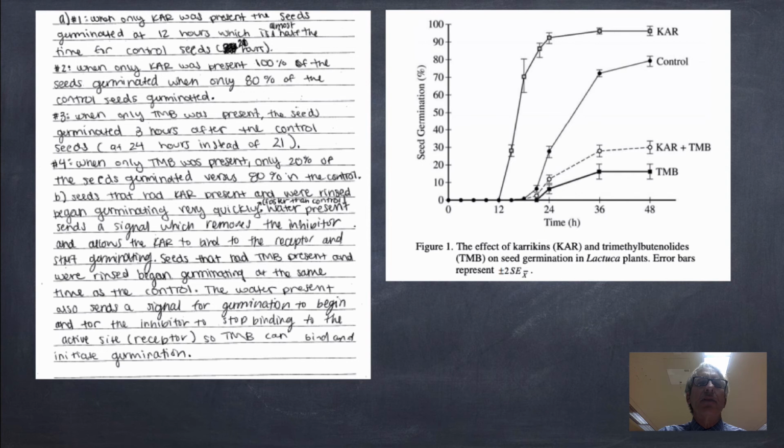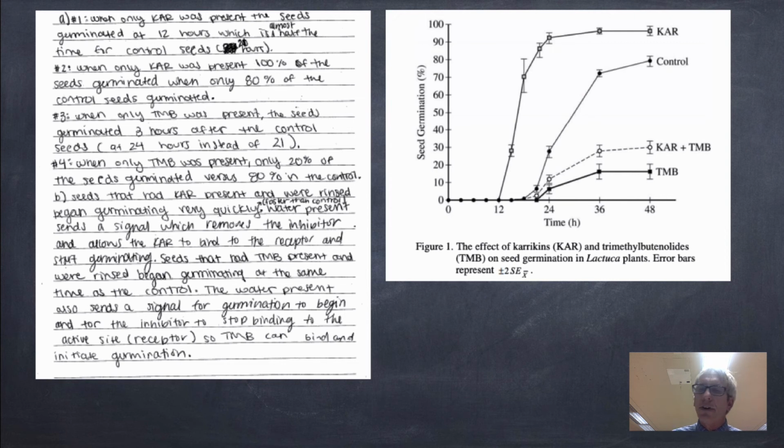Seeds that had KAR present and were rinsed began germinating very quickly, faster than the control with water presence. Water presence sends a signal which removes the inhibitor and allows the KAR to bind to the receptor and start germinating. We don't necessarily know that, but I suppose that's possible. Seeds that had TMB present and were rinsed began germinating at the same time as the control. The water present also sends a signal for germination to begin and for the inhibitor to stop binding to the active site. They're reading a little bit more into this than really is.